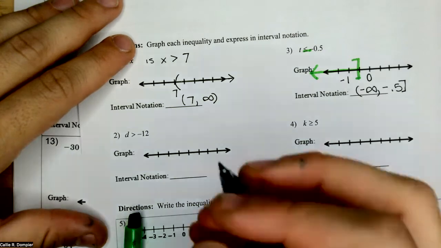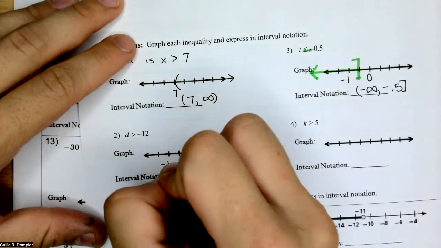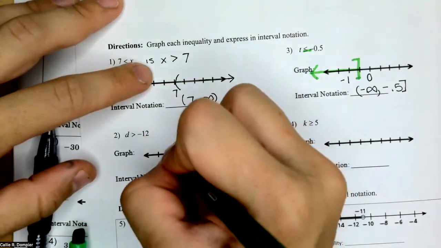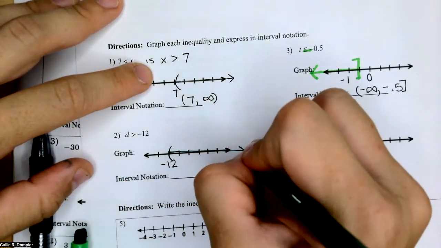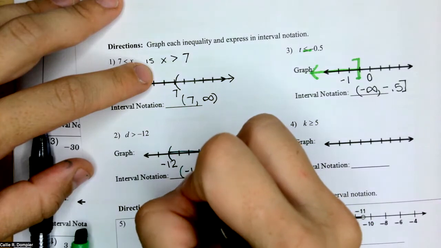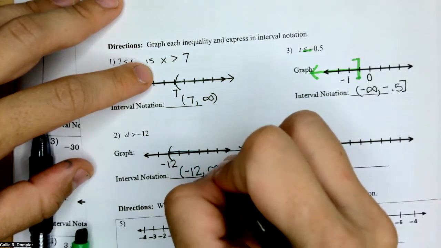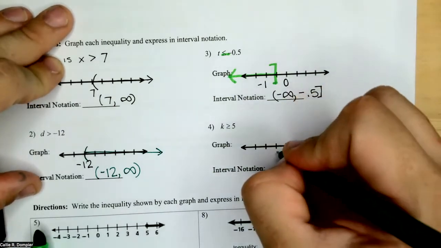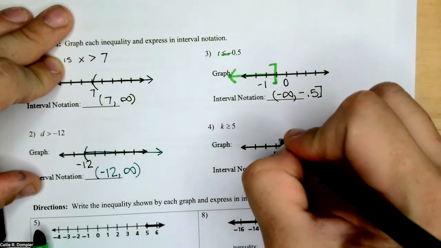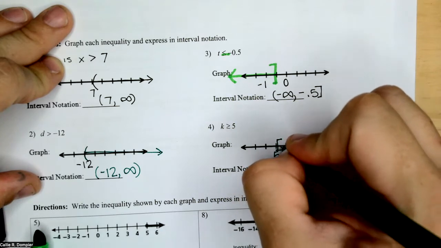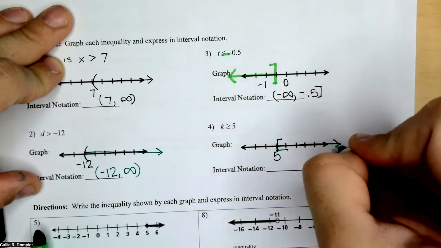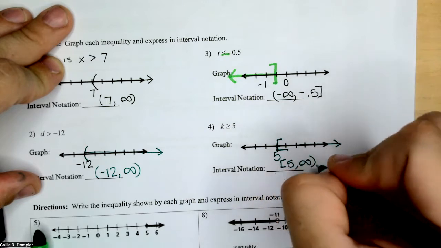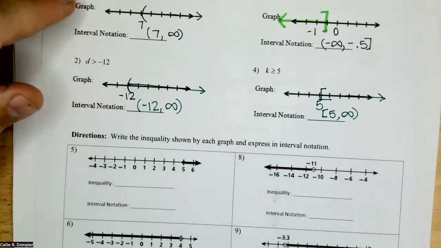D is greater than negative 12. So here's negative 12. Greater than negative 12. Parentheses, negative 12 to infinity. Here we have k is greater than or equal to 5. Here's 5. Bracket, because of the equal sign, goes forever. So it'll be a bracket, 5 to infinity. Good.